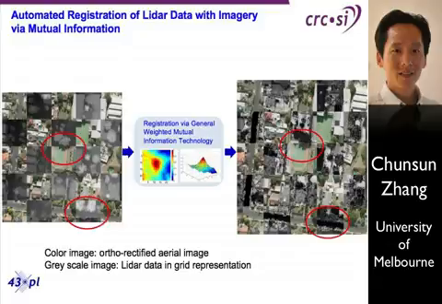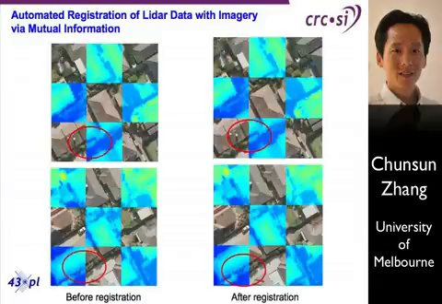You can see in these slides, on the left side, we have the rectified imagery and also the point clouds, represented in grid format, in grayscale. They are overlaid together. You can see that the data are quite close, but they show significant discrepancy, as shown in this red circle. With the application of our generalized weighted mutual information technology, we can bring these two data sets into quite nice alignment. You can see the alignment more clearly shown in these slides.